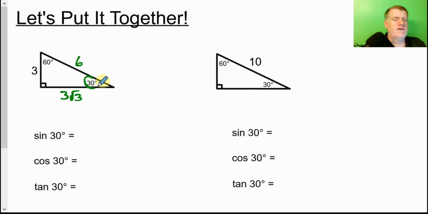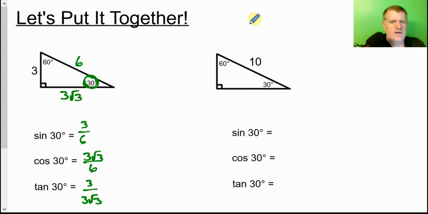So here's my 30-degree angle. So the opposite is 3 over the hypotenuse, which is 6. Okay, I'll do our simplification in a minute. Cosine of 30 is 3 roots of 3 over the hypotenuse, which is 6. And tangent is opposite over adjacent.